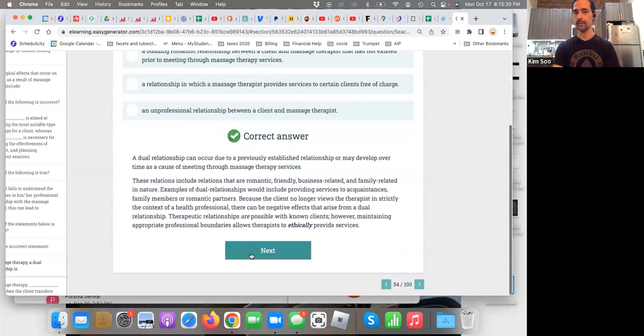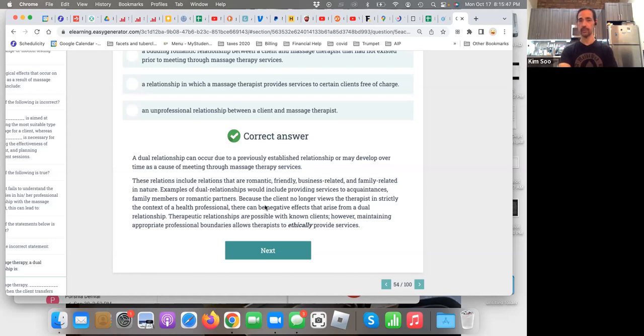A dual relationship can occur due to a previously established relationship or may develop over time as a cause of meeting through massage therapy services. These relations include relations that are romantic, friendly, business-related, and family-related in nature. Examples of dual relationships would include providing services to acquaintances, family members, or romantic partners.